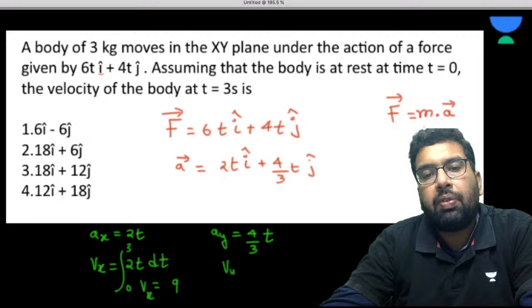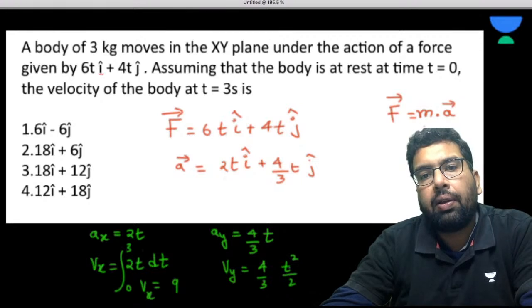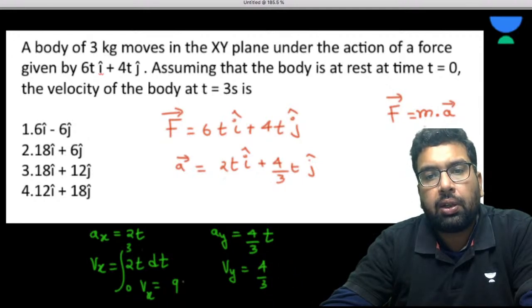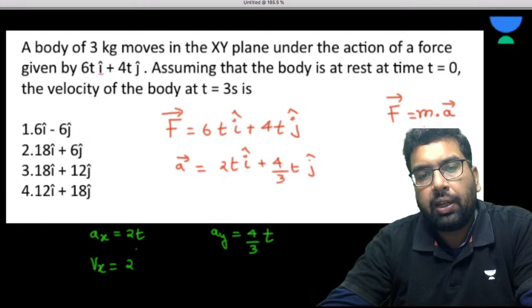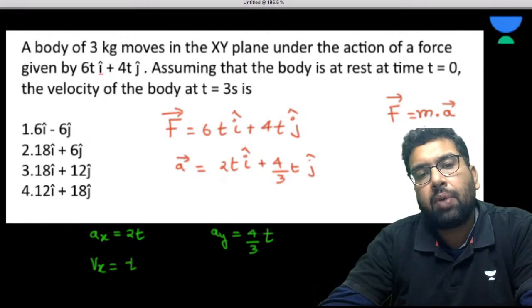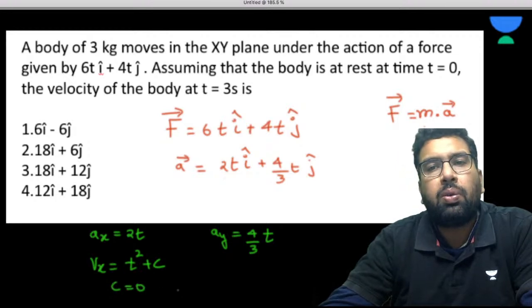And what is going to be Vy then? It is going to be 4 by 3 t square, assuming that the body is at rest at time t equal to 0. Okay, so let's not take it like a limit. When I integrate this function, I'll be getting t square plus c, right? Assuming the body is at rest when t is equal to 0, if I put t equal to 0, c is also equal to 0, so both ways we are getting 9 only. So Vx is equal to 9, no problem.